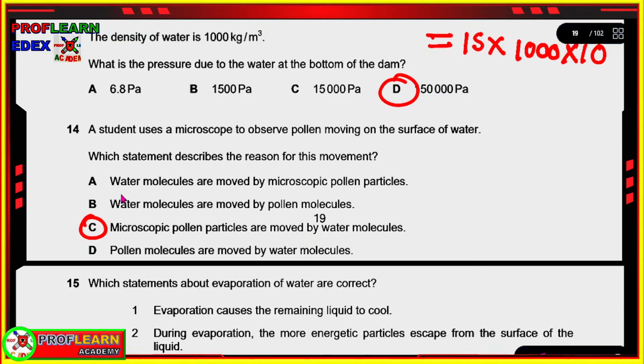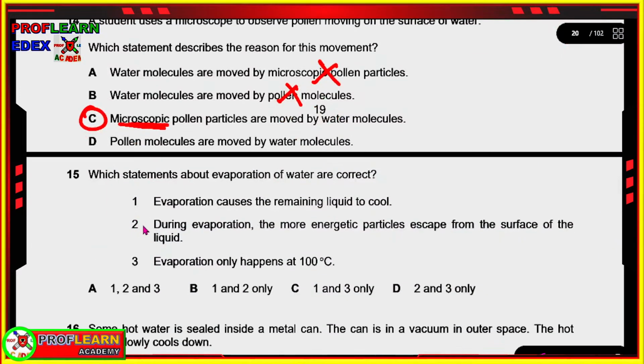So this is wrong, because water molecules are moved by microscopic particles. No, it's the water that's moving, so that is moving the pollen. Water molecules are moved by pollen. No, that's wrong. Pollen molecules are moved by water molecules, but we are talking of small particles, because if we have large pollen particles, they cannot be moved. So we are talking of microscopic pollen particles moved by water molecules.